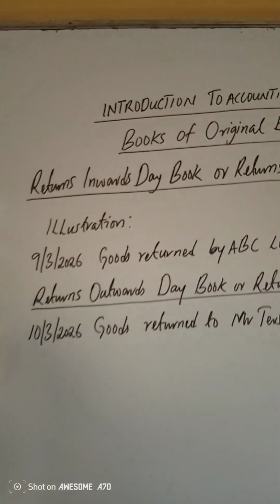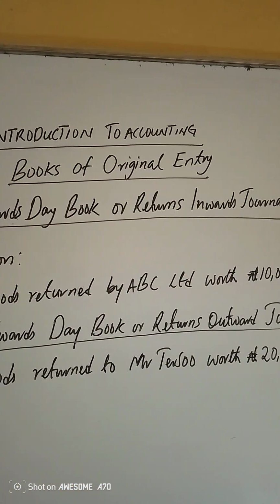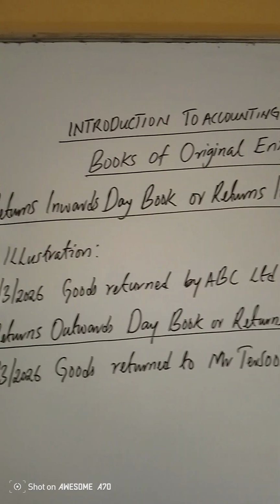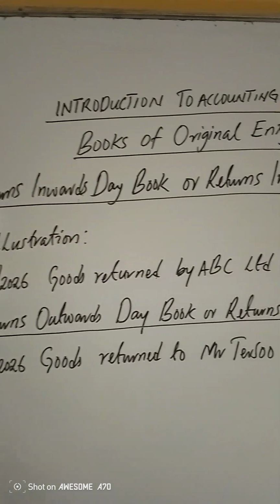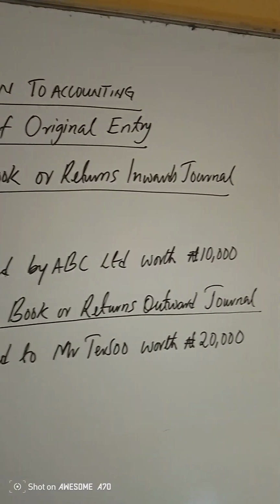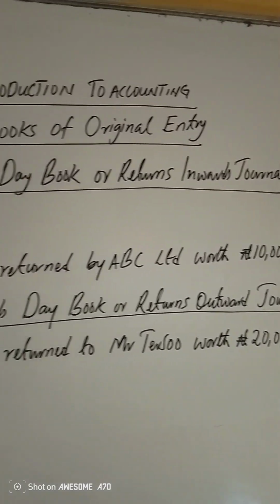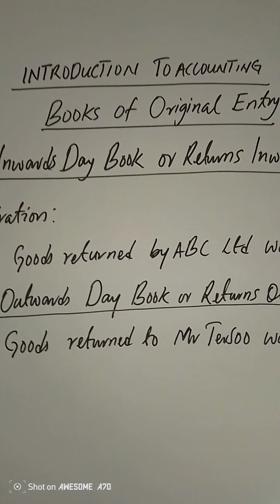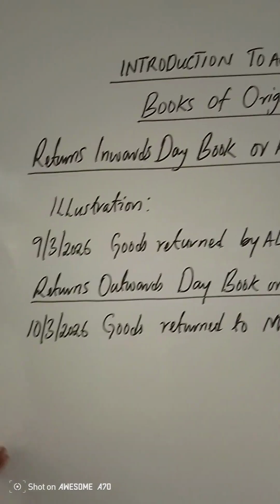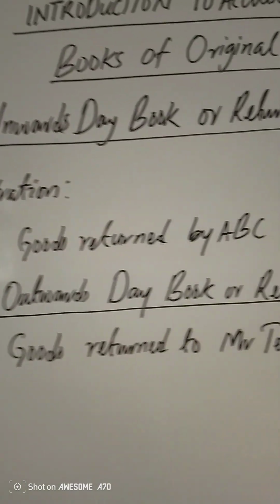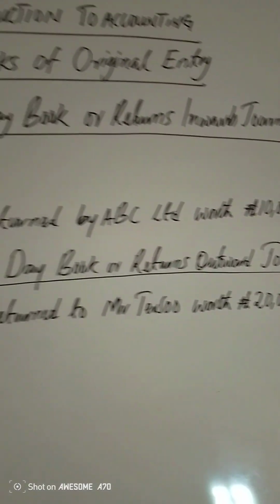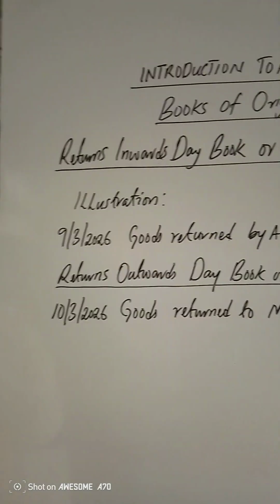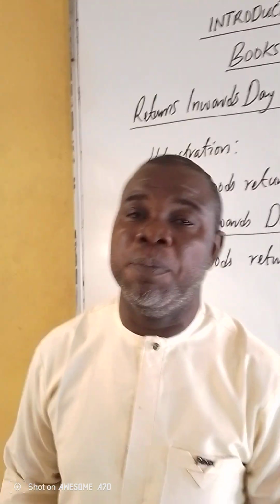In today's video, we are still going to continue with books of original entry under Introduction to Accounting. This is the concluding aspect of the books of original entry, where we have the returns inward daybook or the returns inward journal. We also have the return outward daybook or the returns outward journal. In these books, it is clear what is return inward journal or return inward daybook.